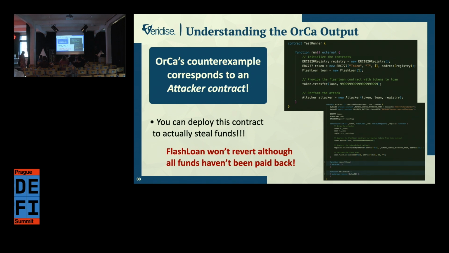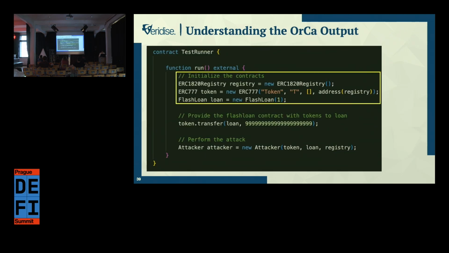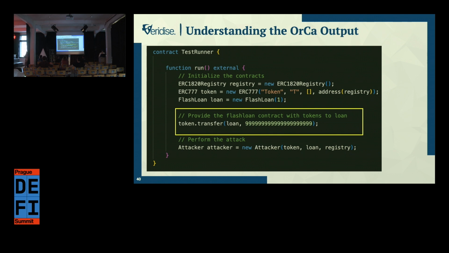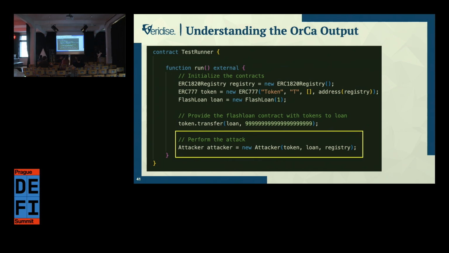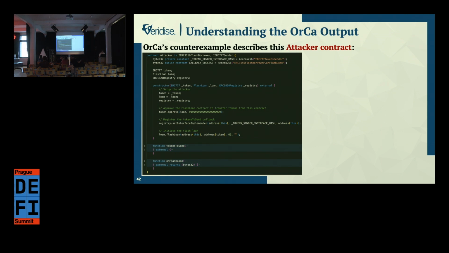All right, so that information you saw on the previous slide can be translated to this attacker contract, and let's analyze it on the next slide. So basically, this is how Orca initializes the contracts involved in this attack, and then it provides the FlashLoan contract with some tokens to loan, and then it deploys this attacker contract. So let's see what this attacker contract contains.